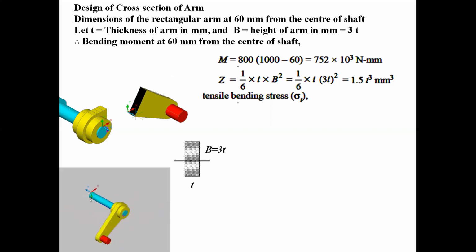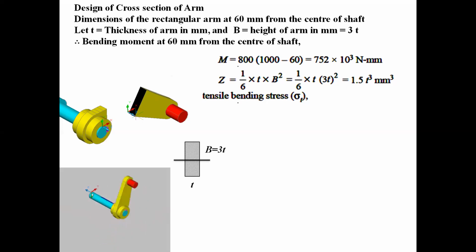Here if you just look at that cross section, you will find that the neutral axis is horizontal. Above the neutral axis you will find there is a tensile bending. Below the neutral axis you can find a compressive bending. So here we will consider tensile bending stress. So Z is equal to 1 by 6 T B square. 1 by 6 T into 3T square becomes 1.5 T cube mm cube.